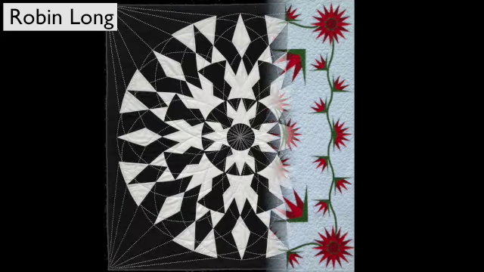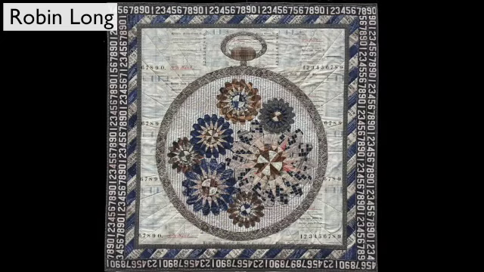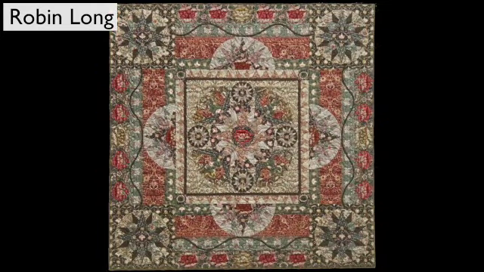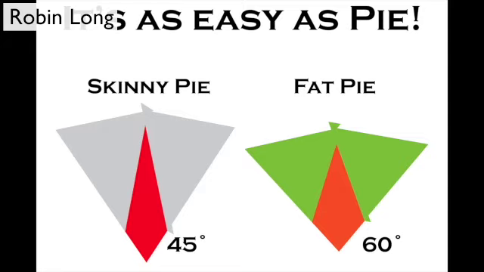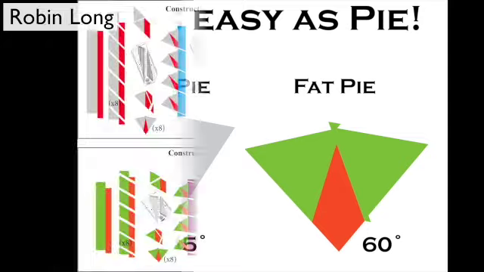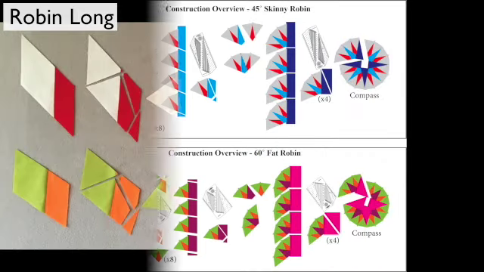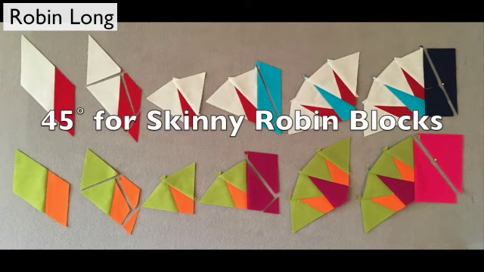The possibilities really are endless, as you can see from this sampling of quilts I have made from modern to traditional. I say my method is as easy as pie, as the method is the same for both skinny and fat blocks. It is just the angle that is different, 45 for skinny and 60 for fat.